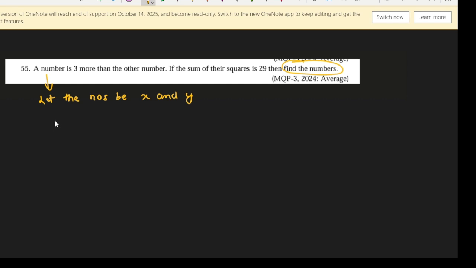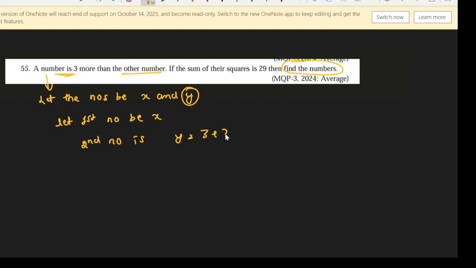So first number is, other number, and all those things. Okay, x and y. Let the first number be x, and they have given that the second number is 3 more than the first number. So this is the second number, y is equal to 3 plus x. You can read it: a number is 3 more than the other number.